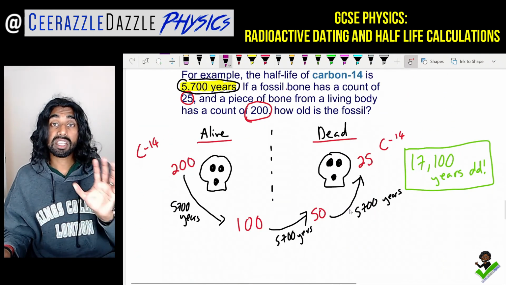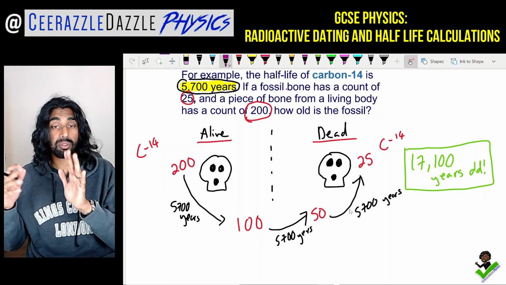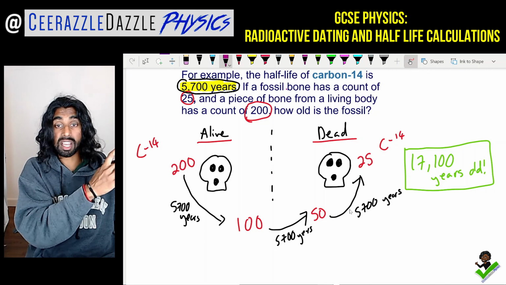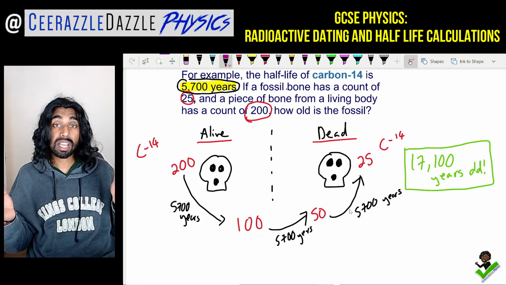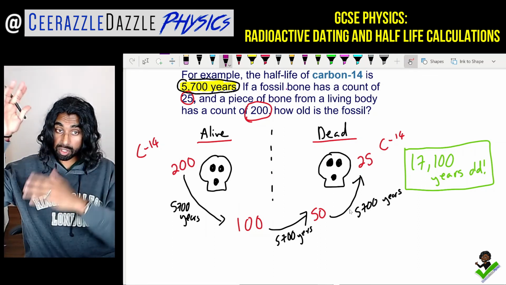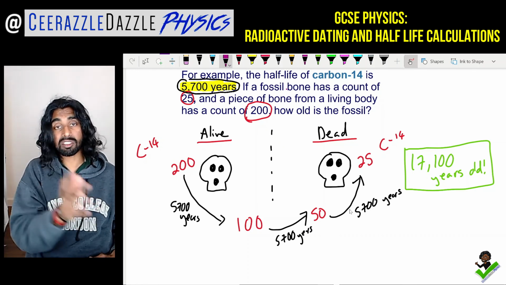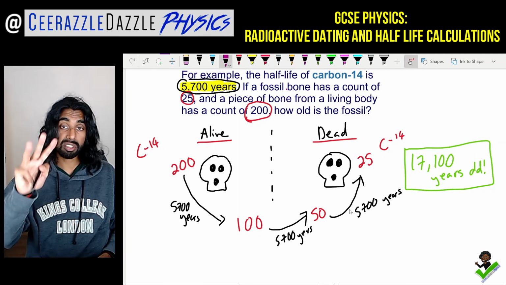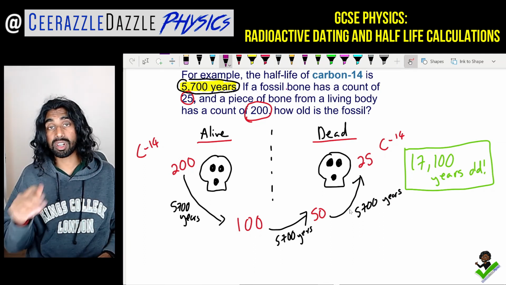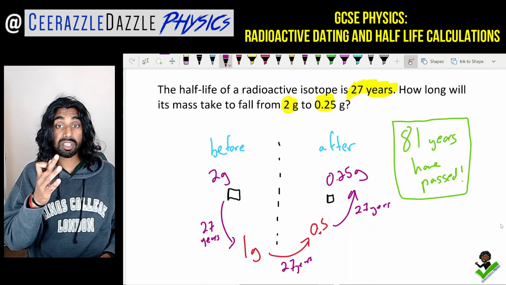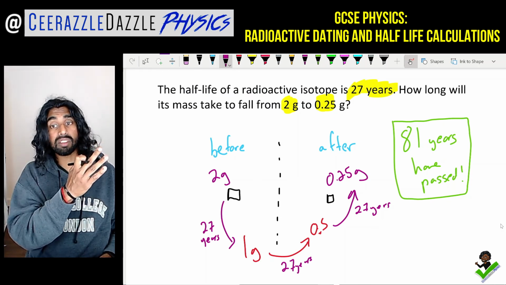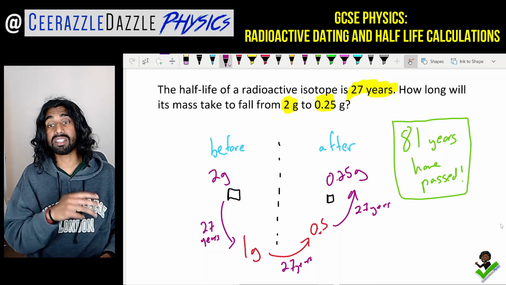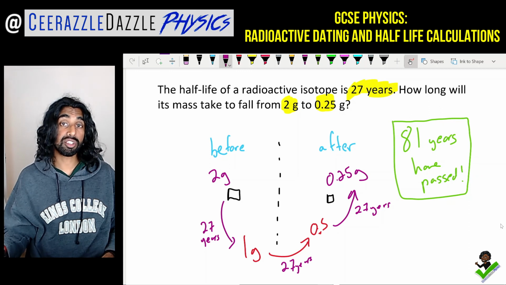Scrolling down, we then looked at an example. This example, I said that if you are alive, you had 200, and you find something which has died and it's got 25, how long has it been dead for? Well, look, we took the 200, we calculated how many half-lives must have passed for it to get to 25. And obviously, 3 half-lives passed, therefore it was 17,100 years. Scrolling down, I did another example. We went from 2 grams to 0.25 grams. It was another 3 half-lives, but this time each half-life was 27 years, therefore 81 years have passed in total.